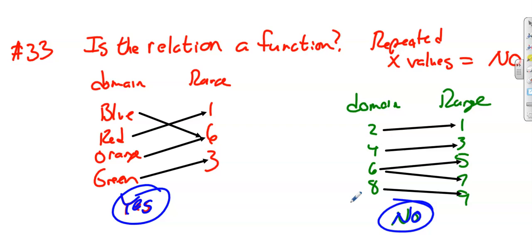And if they give you ordered pairs, it's just as easy, because with ordered pairs you don't have to worry about the arrows. You just go back and look at the X values, and if you have the same X that shows up 2 or more times, it's a no. If each individual X is different, then it's going to wind up being yes.